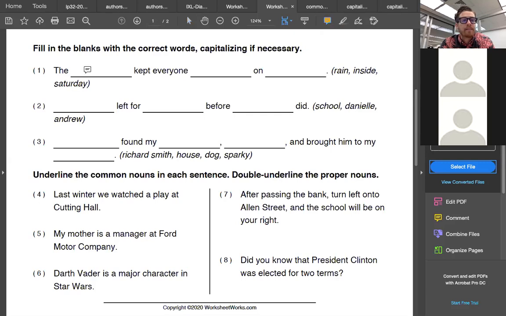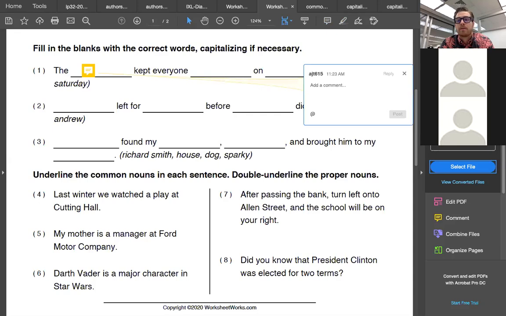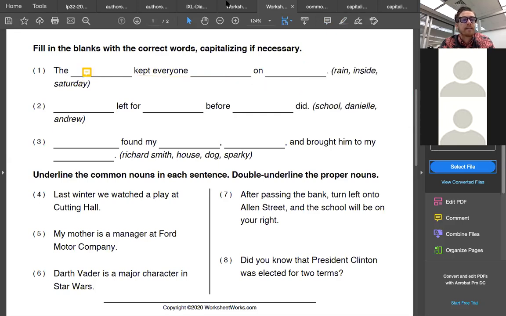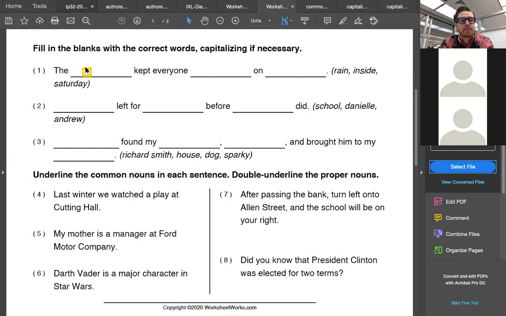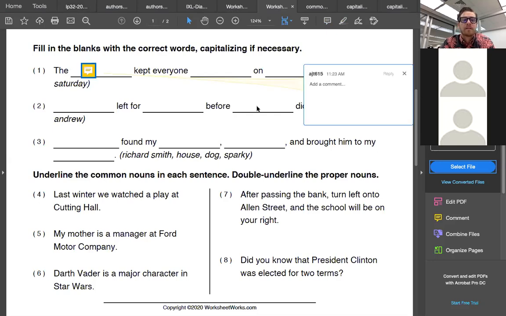Maybe like that. No, I want to just add text. Whoops, what did I do there? So this is on the rain. Post it. You can't see it though, so what's the point?